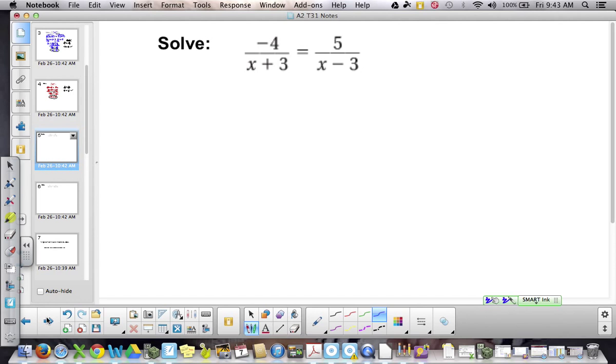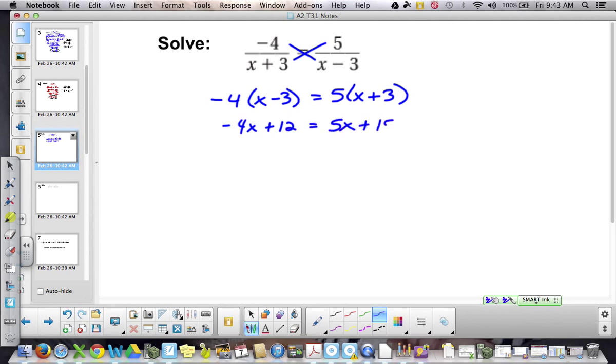All right, again, proportional rational equation using cross products. We're going to take negative 4 times x minus 3. Set that equal to 5 times x plus 3. Distribute, we get negative 4x plus 12 equals 5x plus 15. And now we want to solve that. So let's get rid of this negative 4x by adding 4x to both sides. Leaves me with 12 equals 9x plus 15.